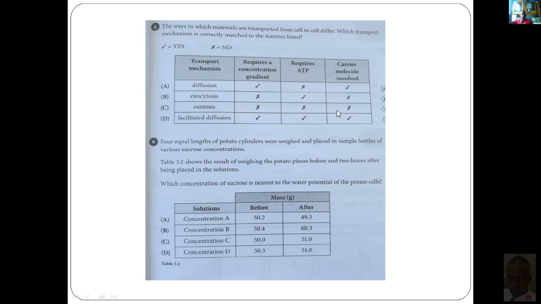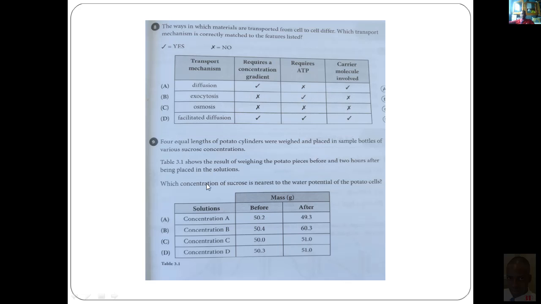Exocytosis requires a concentration gradient? No. Requires ATP? Yes. Requires a carrier molecule? No. Good, unless we consider the vesicle. But let's check back for B. Let's see what other options we have here. C says for osmosis requires a concentration gradient. Actually, yes, but remember we said that we don't use concentration gradient, we use water potential. But the question is still relevant here. Requires ATP? No. Carrier molecule? No.